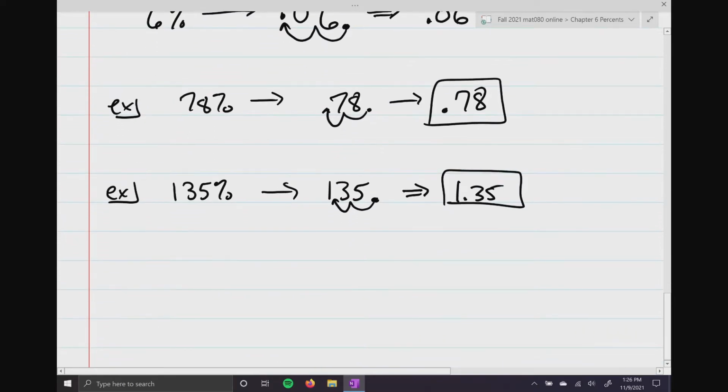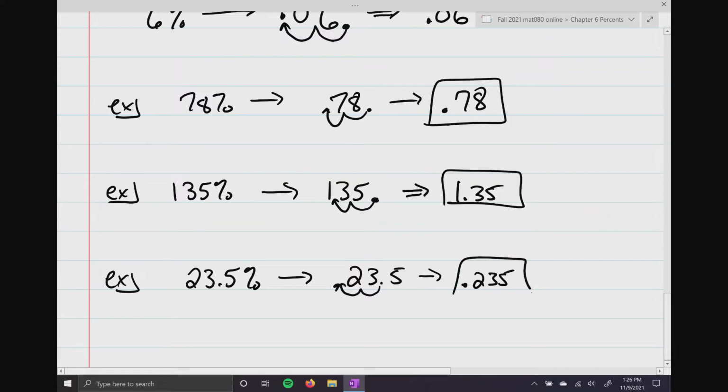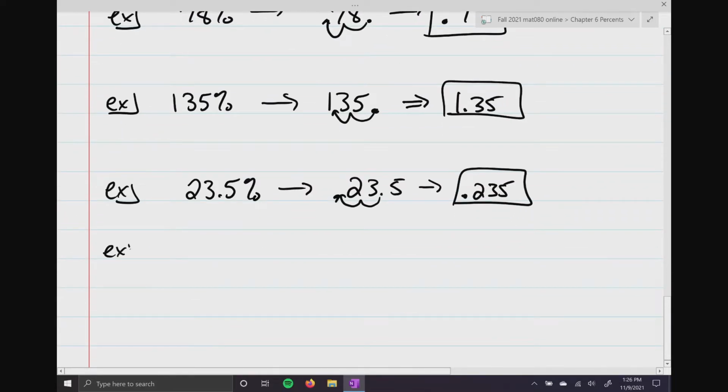Even if you already have a number that contains a decimal in it, like 23.5%, you are still going to take your decimal point and move it 2 places to the left. And that's how easy this is. Okay? We'll do one more here.